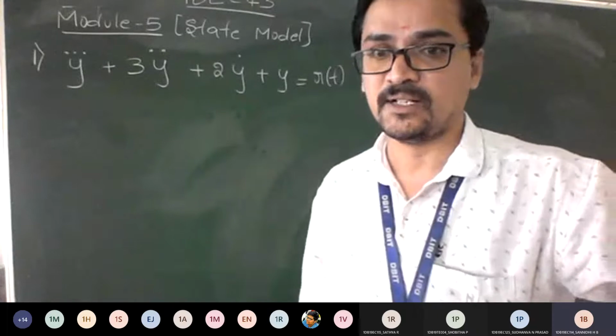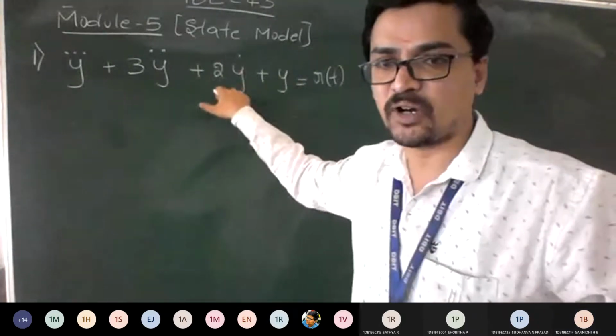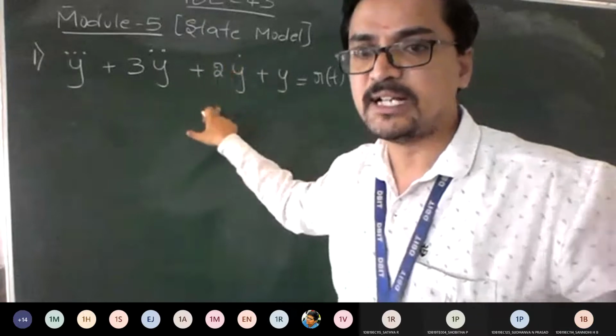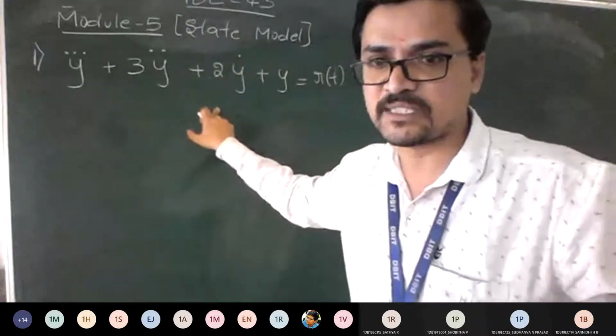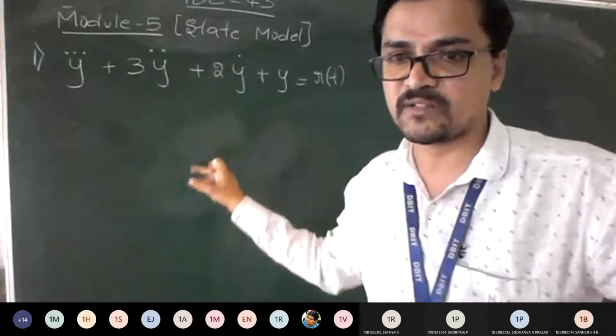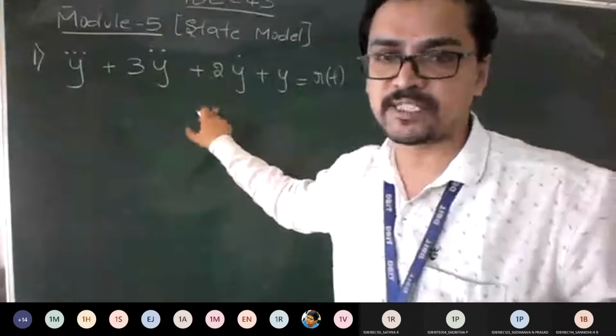Yes, sir. So I hope everyone remembers the concept of the state model, right? In order to find a state model, I need to get a state variable equation, or state equation, along with the output equation. The combination of those two, if I represent it in matrix form, will be the conclusion of your state model.